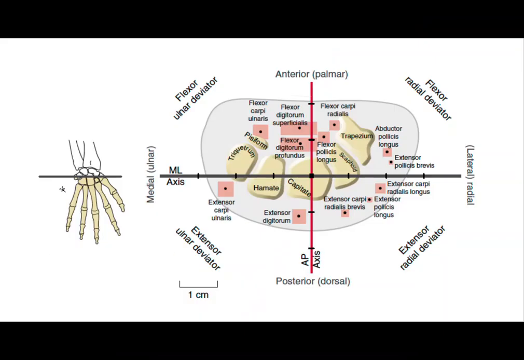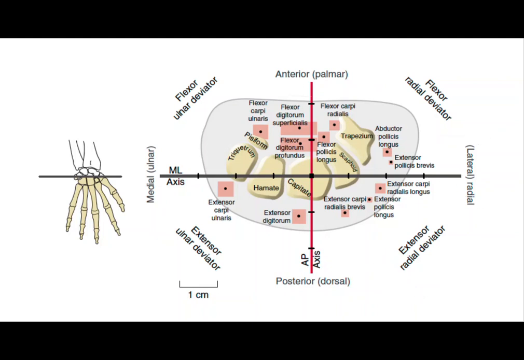So this image is a cross section of our carpal joint or the wrist joint, sorry, at the level of the carpals. And you can see here's the AP axis and the medial lateral axis. So if we're on the lateral side or the radial side, both the flexor and the extensor compartment can pull our wrist toward the radial side.